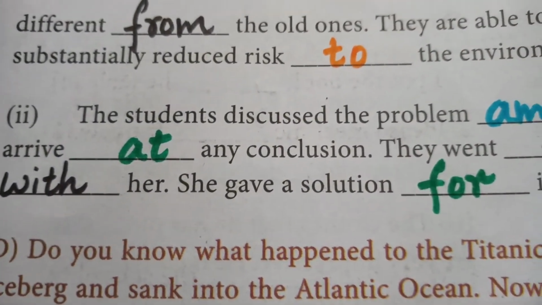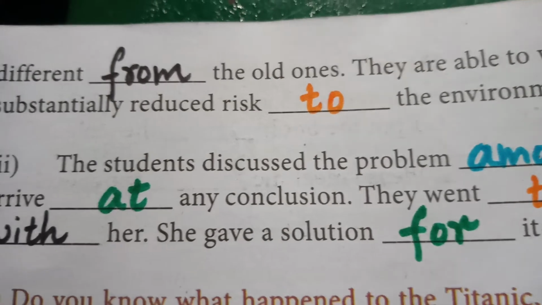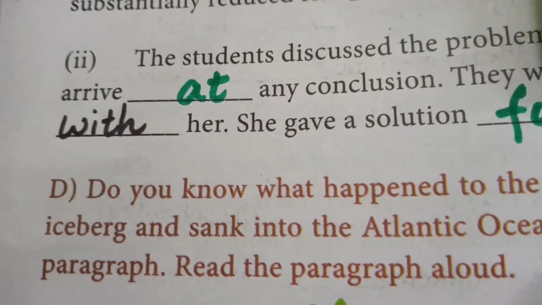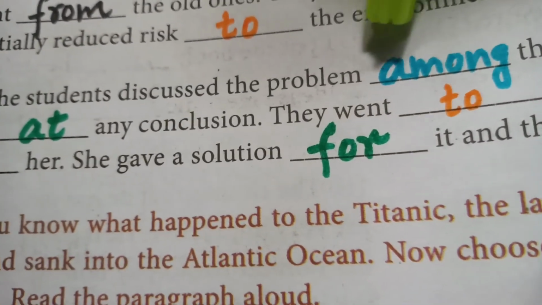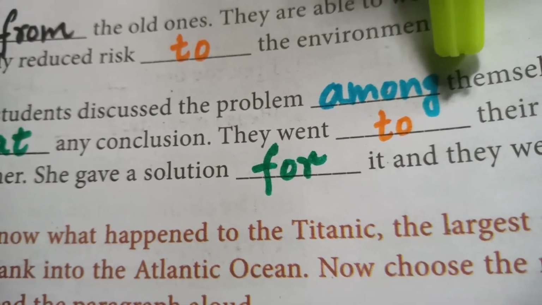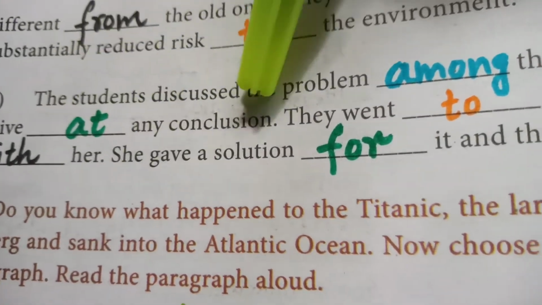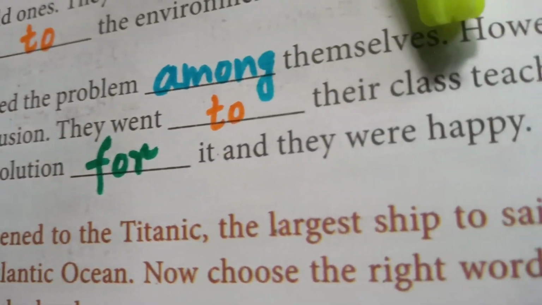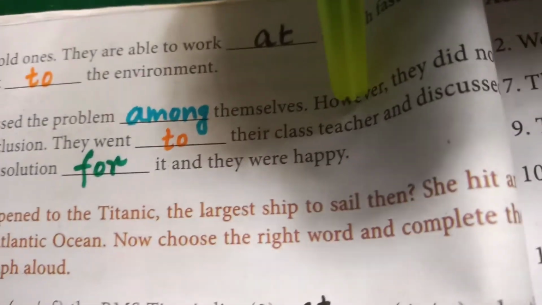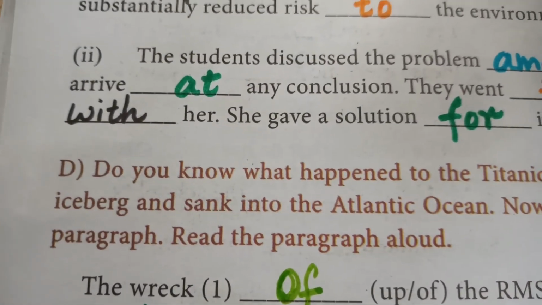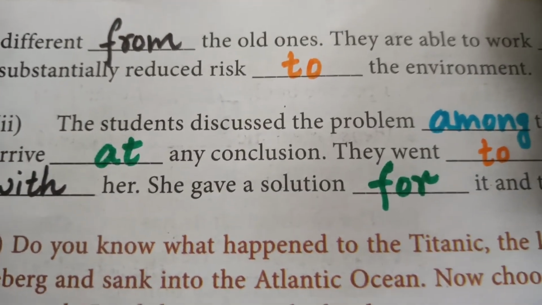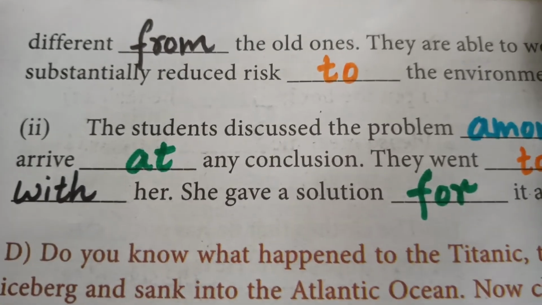அடுத்தது பாருங்கள், second one, the students discussed the problem among themselves. That is between ரெண்டு பேருக்கு இடையில, it is more than twoங்கிறப்ப amongங்கிற preposition வரும். That means more than two persons. However, they did not arrive at any conclusion. So specific, they are not able to come to a conclusion.